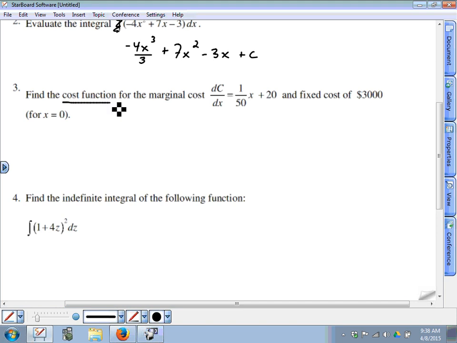Okay, so we want to find the cost function. We've been given dC/dx. This is the derivative or the marginal cost. So if you want to undo a derivative, you use an integral. So you've got to move the dx over here, and then you can integrate with respect to x. Integral of dC is just C.